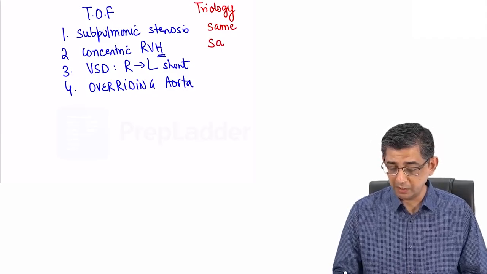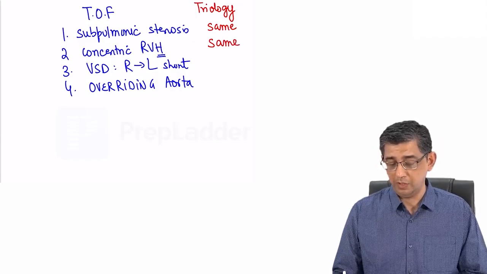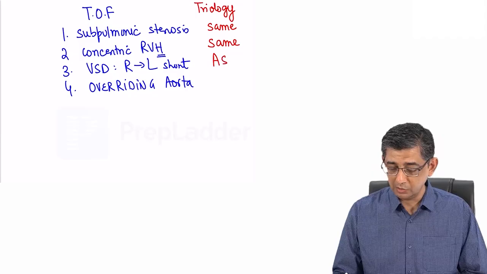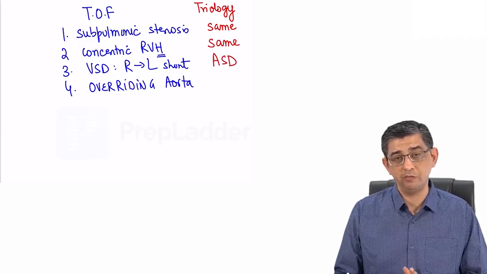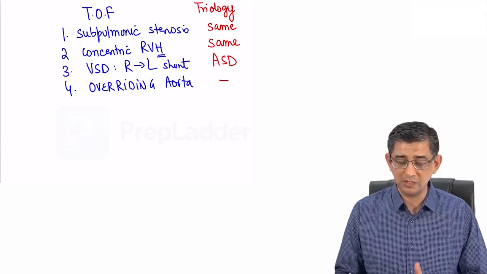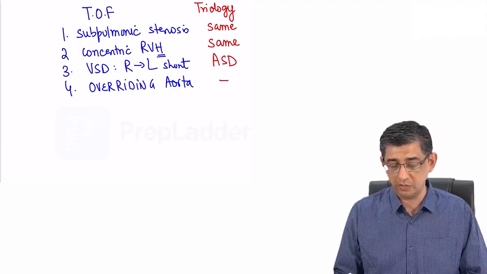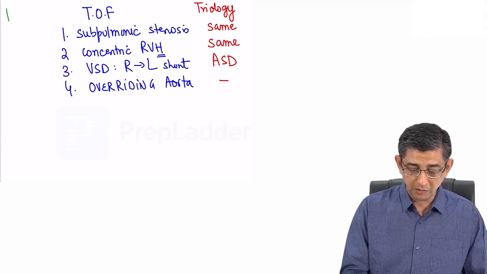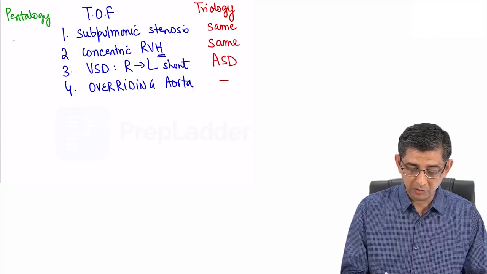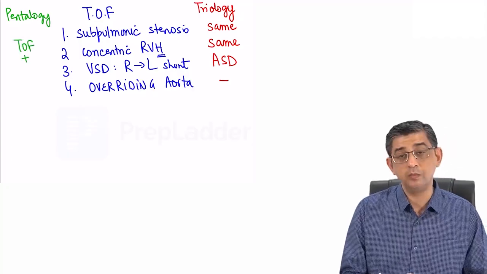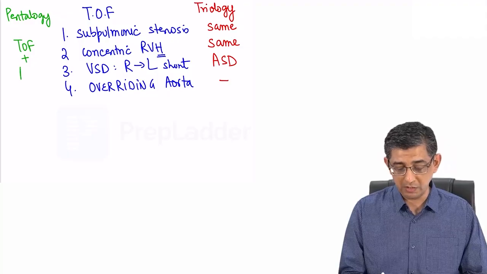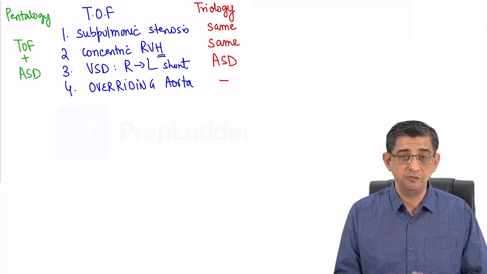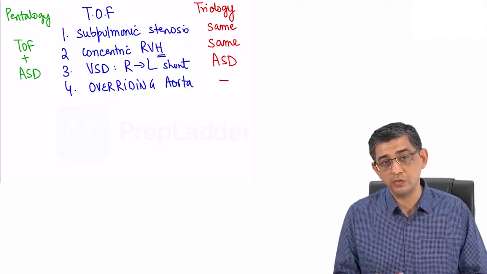Concentric right ventricular hypertrophy will also remain the same, but now the change is coming, that is, there would be no VSD present, it would be ASD present, and obviously because it's a trilogy, there will be no overriding of the aorta. In contrast, if he talks about pentalogy of Fallot, then all the features of tetralogy of Fallot that are mentioned in color blue will be present, and along with that ASD would be present. So in pentalogy, VSD is also there and ASD is also there.